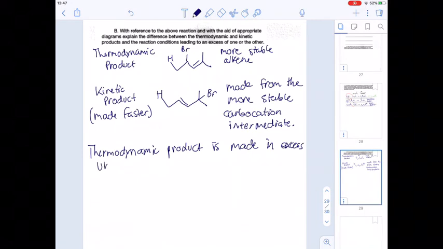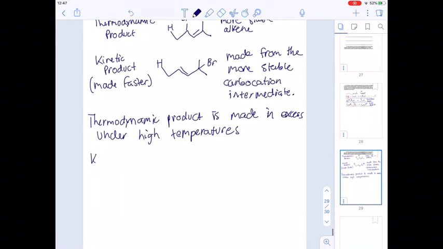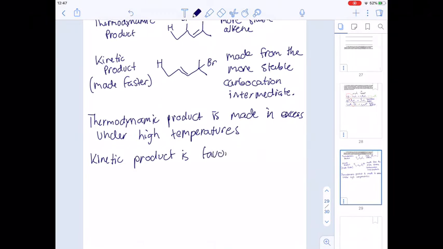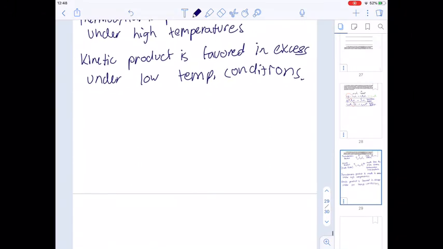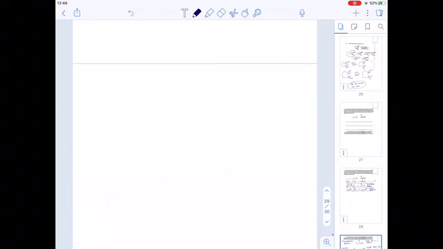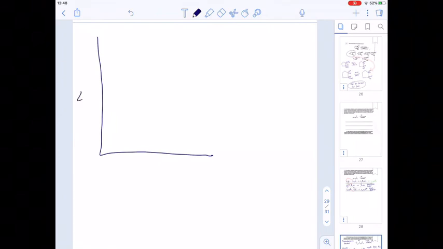So then he writes that the thermodynamic product is made in excess under high temp conditions, or under high temperatures. The kinetic product is favored in excess under low temp conditions. So now we have to move on to the graph.